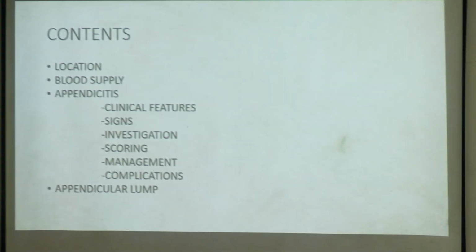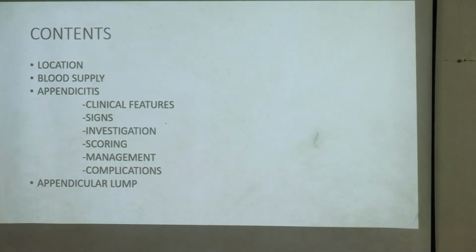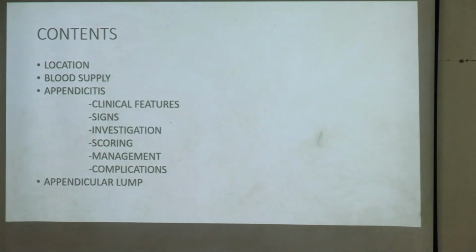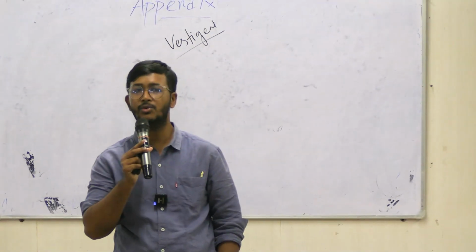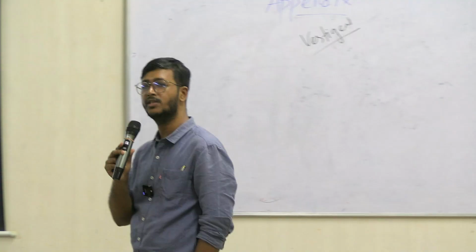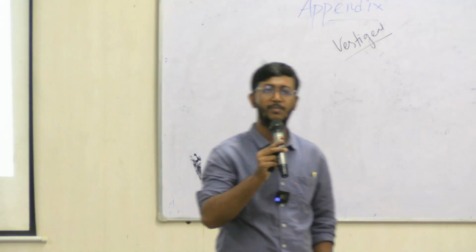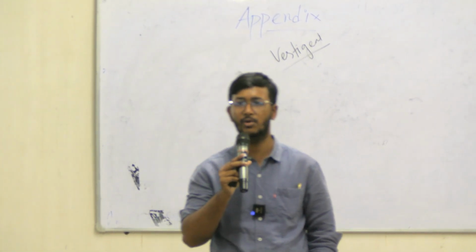Now these are the various contents under which we will be approaching the appendix class. First of all, location has been covered. Then coming to the blood supply. The appendix basically is supplied by 2 arteries: one is your appendicular artery, another one is your accessory appendicular artery. Among these 2, the appendicular artery is almost always present. The accessory appendicular artery is not that important.